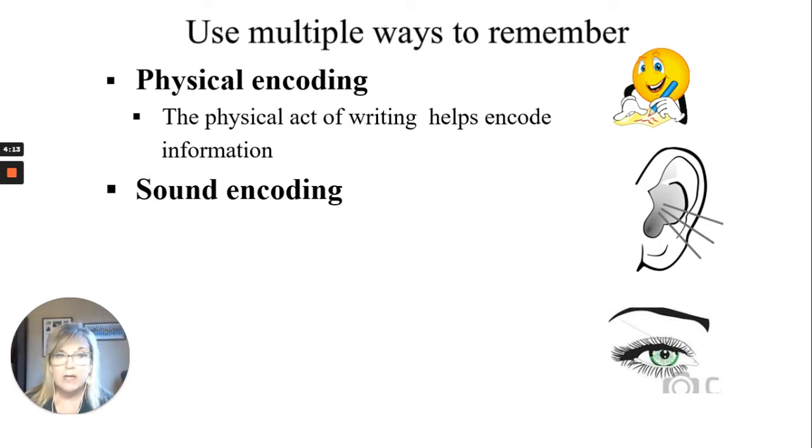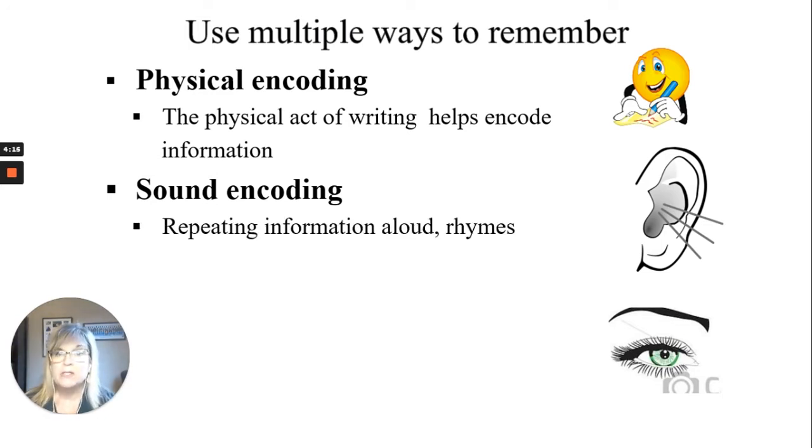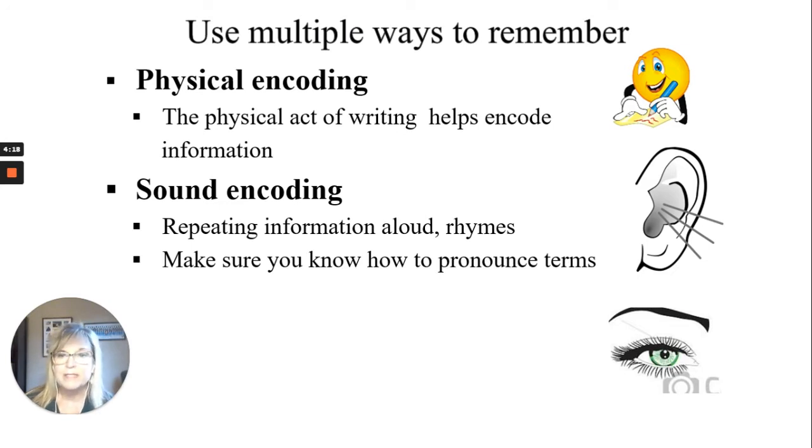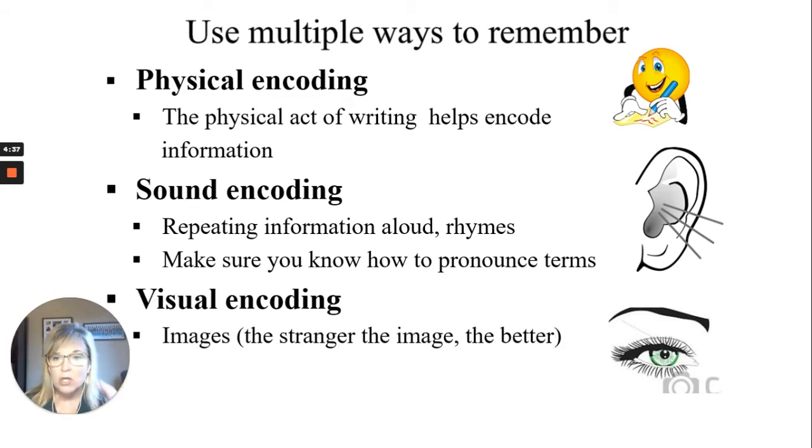Also sound encoding, so repeating information aloud, maybe making up a rhyme. I'll give you some examples of different silly mnemonic techniques that you can use, but make sure you know how to pronounce terms. That makes a big difference in encoding that information and getting that information back. Make sure you understand the information, and then also make sure it's really organized so that you can find that information. The more organized your notes are, the more organized your information is in your brain, the more likely you are to be able to get that information out when you need it.